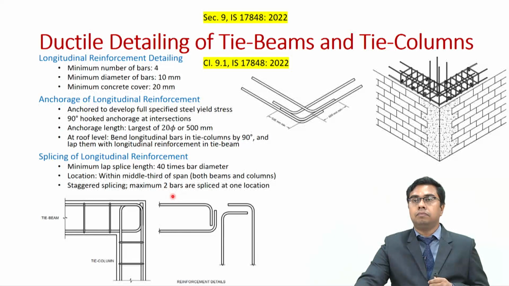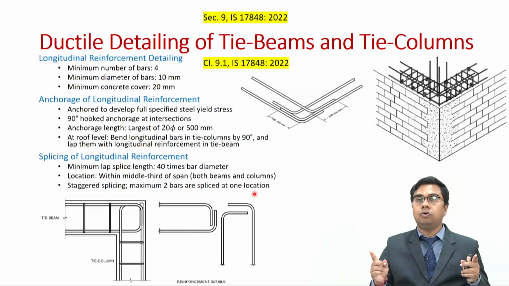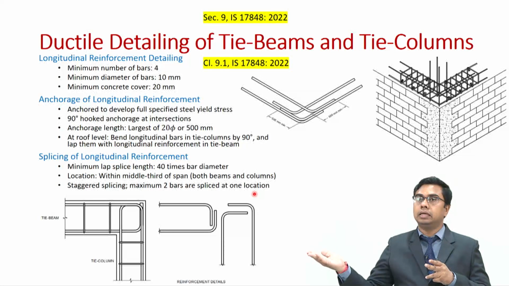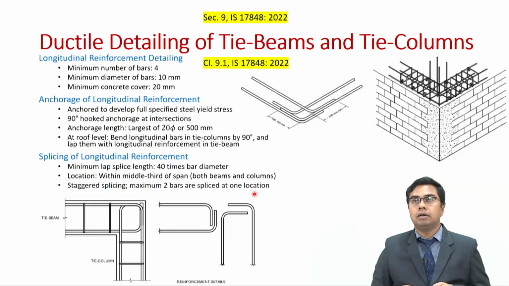Now, you will ask how you will provide the splicing if you can provide splicing in only one-third of the span, and that too only 2 bars can be spliced at one location. Fine. The distance between the tie columns and tie beams is much lesser, which is 4 meters in this case. So, out of 4 meters, in the middle 1.33 meter you can provide a splicing of 2 bars, and in the next span you can provide splicing for the remaining 2 bars. So, that way you can proceed.